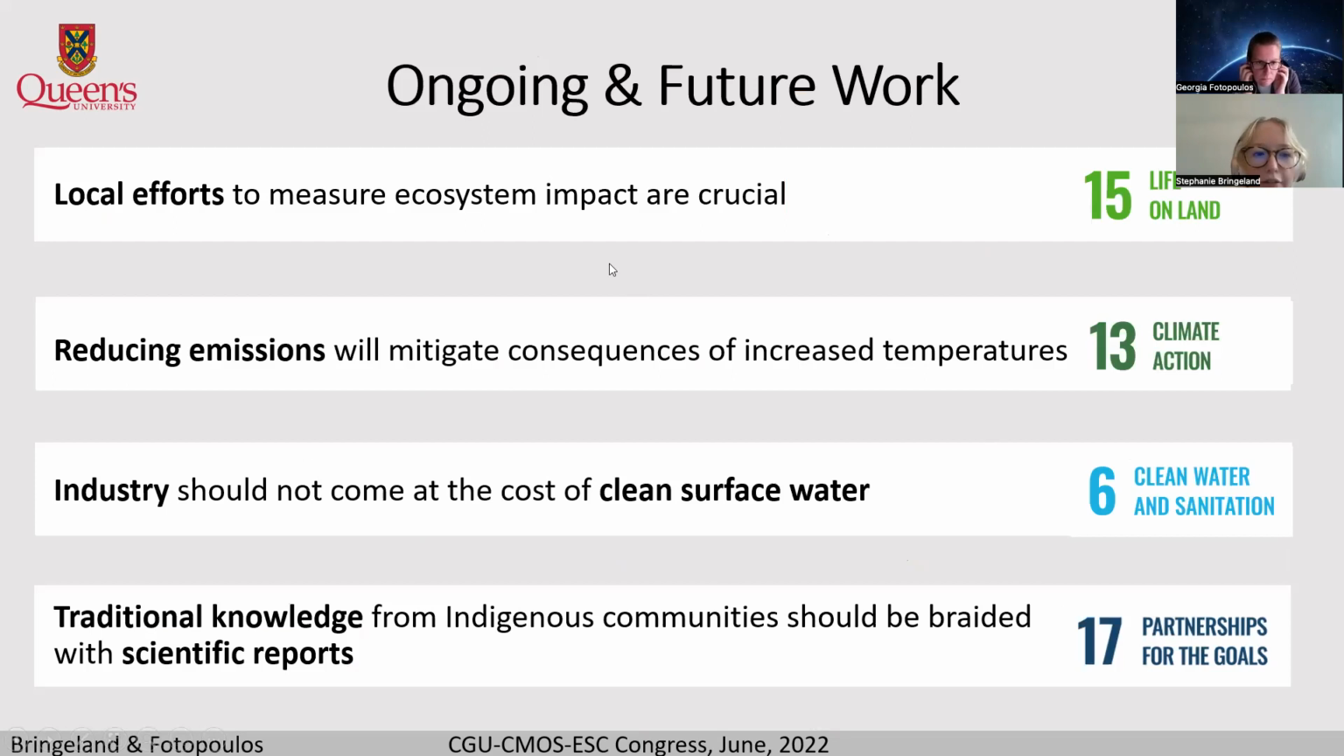So first, local efforts to measure ecosystem impact are crucial. When I did research on the ecosystems being impacted by hydrological change in the region, I noticed a lot of variability from place to place within the basin. So that's really important to look at. For climate action, reducing emissions is going to mitigate the consequences of increased temperatures. In the session, we've talked a lot about sea level rise and the different scenarios for different amounts of emissions. And it's important to take action to reduce emissions, which will mitigate consequences of things like permafrost thaw, especially in this basin.